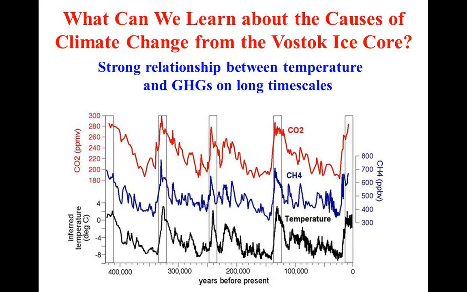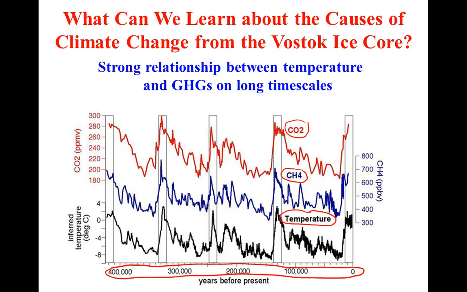This is what the Vostok ice core data looks like. Changes in the greenhouse gases CO2 and methane from the bubbles, and changes in temperature from the water isotope ratios over hundreds of thousands of years. What you will notice immediately in working with the data is that there's a very strong relationship between temperature and greenhouse gas on these timescales. When temperature is warmer, greenhouse gas concentrations are higher. When temperature is colder, greenhouse gas concentrations are lower.